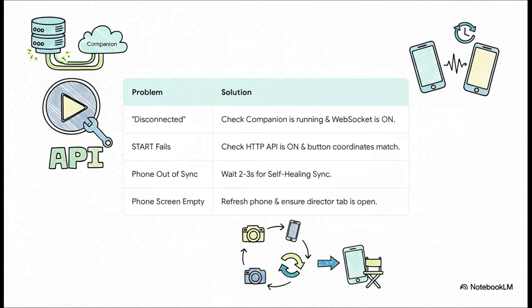And hey, if things do go wrong, don't panic. If you see a disconnected message, just make sure Companion is running and WebSocket is on. Start button not working, just double check that the HTTP API is enabled. If a camera operator's phone gets out of sync, just tell them to give it a few seconds to self-heal. This little chart is your quick reference to get back on track super fast.